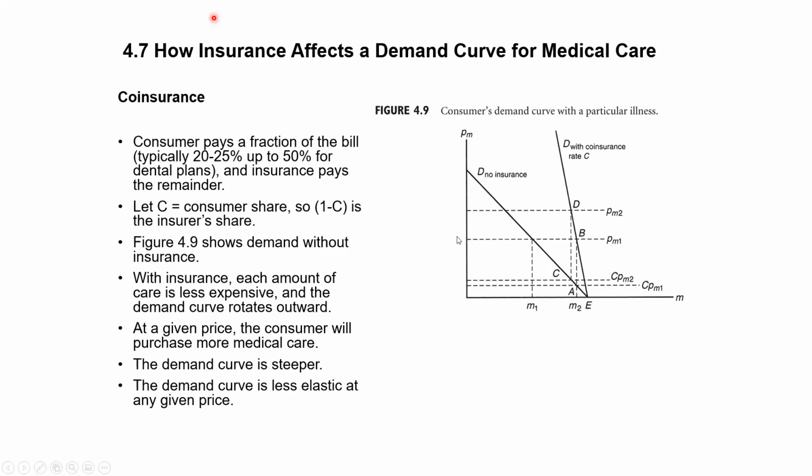So co-insurance, on the other hand, is an arrangement where the consumer pays some fraction of the medical bill, for example, 20% or 25%, or sometimes 50%, especially in dental services, and the insurance company pays the remainder. If we call the consumer's co-payment share C, then the insurance company pays a share of 1 minus C. So C is the consumer share, therefore the insurance share is 1 minus C.